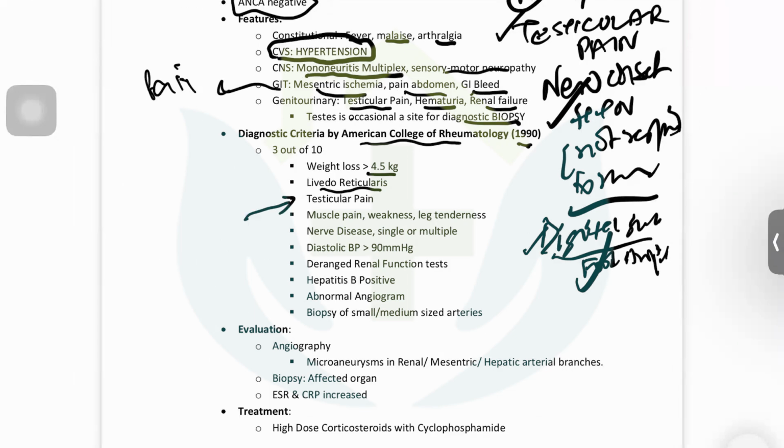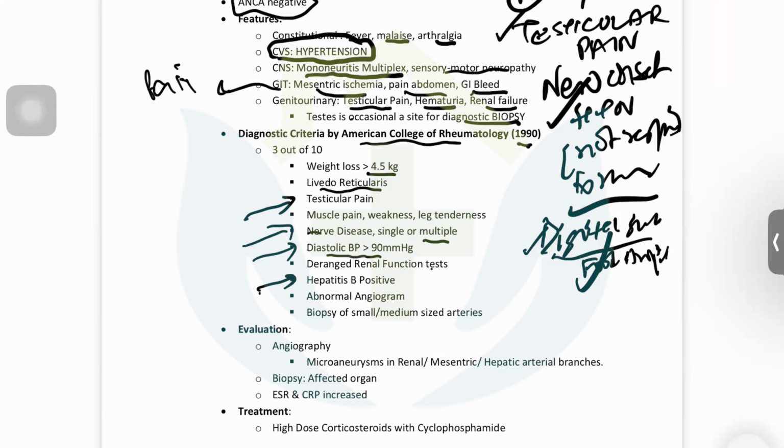Muscle pain, weakness, and leg tenderness. Nerve disease, single or multiple. My patient had a foot drop. Diastolic BP of 90, third criteria. So 3, you need to make a diagnosis of PAN. Deranged renal function test, hepatitis B positive. My patient also had this.